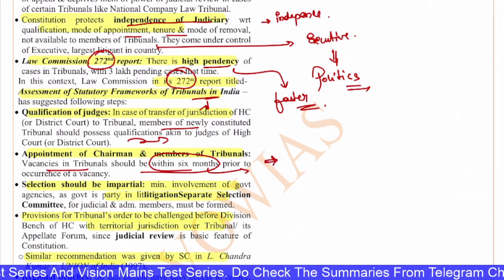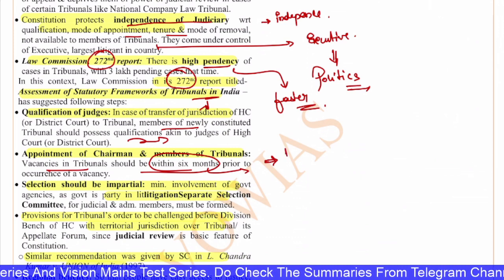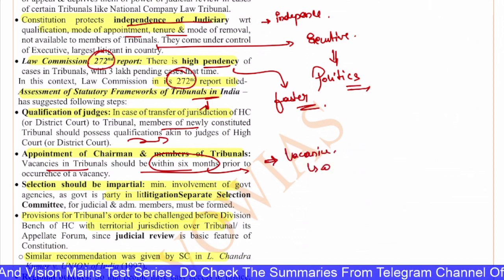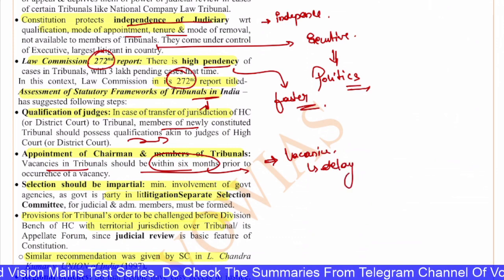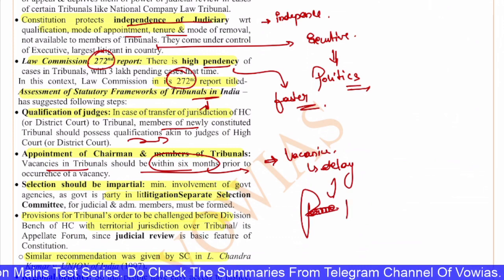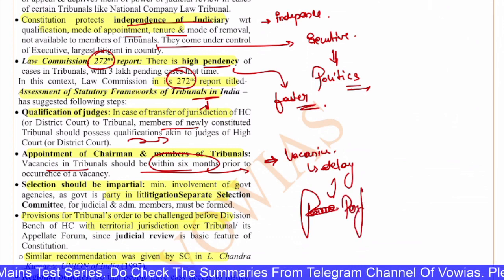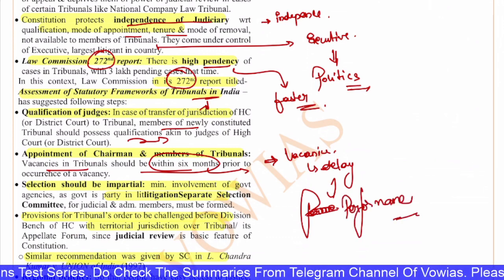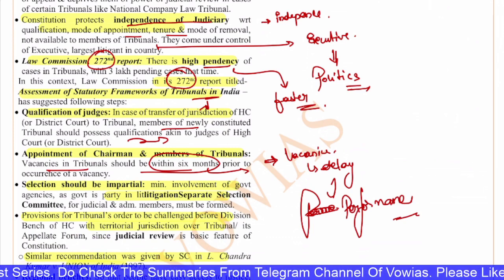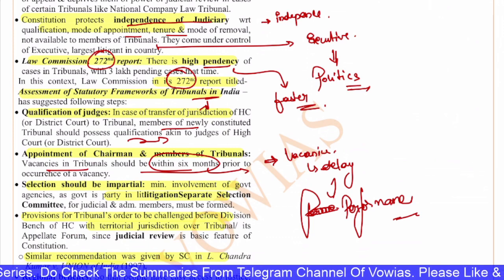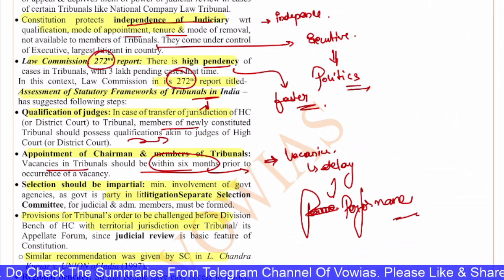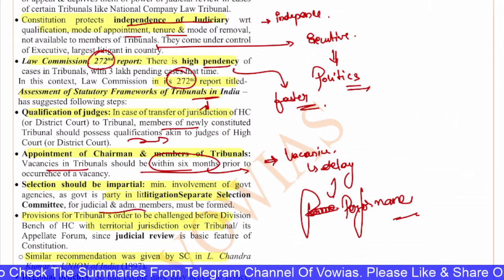Because nowadays, the main issue with the tribunals is the large vacancies and the delay with respect to appointments. This is impacting the performance of the tribunals, and their main motive is getting destroyed. Now the selection also should be impartial. There should be minimum involvement by government agencies, as the government is a party to the litigation, and there should be a separate selection committee for this, comprising judicial and administrative members.